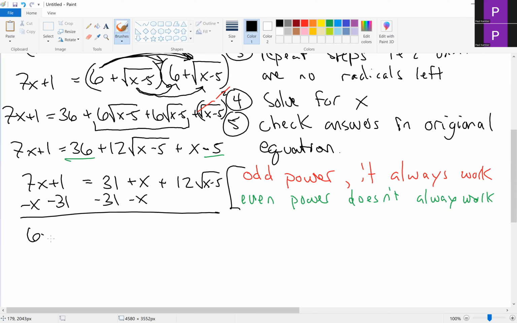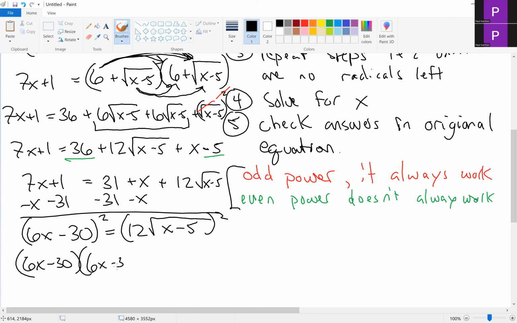7x minus x is 6x. And then 1 minus 31 is negative 30. So it's going to be 6x minus 30 equals 12 times the square root of x minus 5. Now, the square root term is by itself. If you wanted to, you could divide both sides of the equation by 12. But at this point, we can square both sides. All right. And we'll show why we can square both sides. On the left, you have to write 6x minus 30 squared as 6x minus 30 times 6x minus 30.